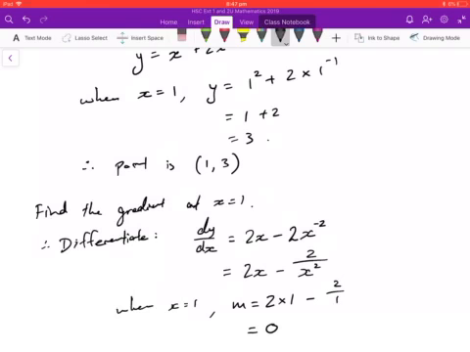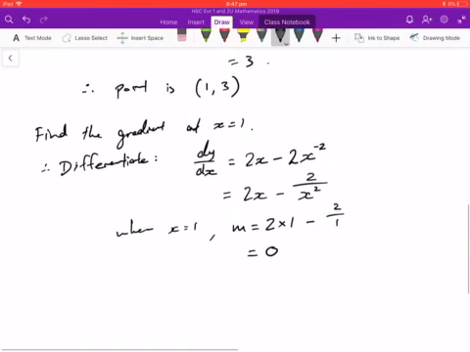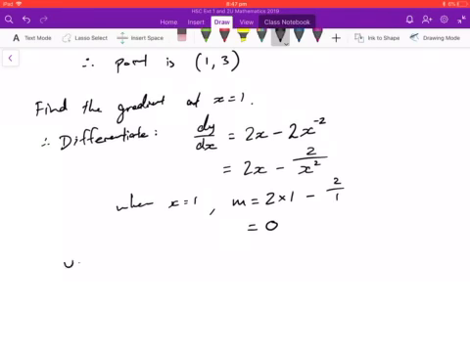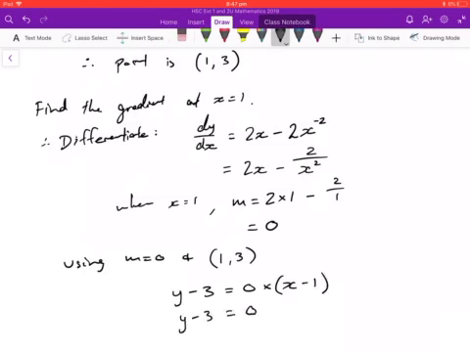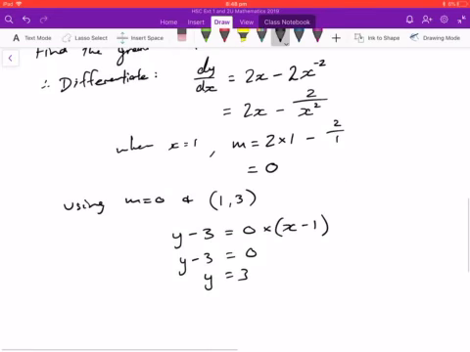Now here we've found an interesting case where we found a point which has a horizontal gradient for this particular curve. We can still find the equation of that line though, so that's what we're going to do. Using m equals 0 and the point (1, 3): y minus 3 is equal to 0 times x minus 1. Obviously the right hand side is 0, so we just end up with y equals 3, which is a horizontal line. And there's our first question done.